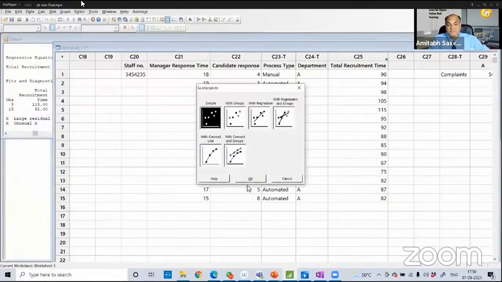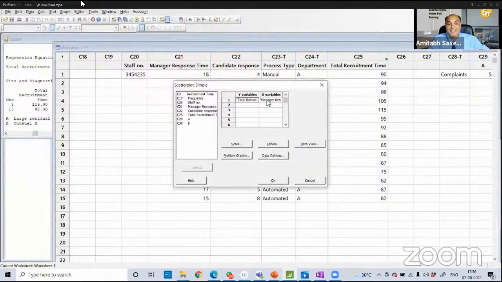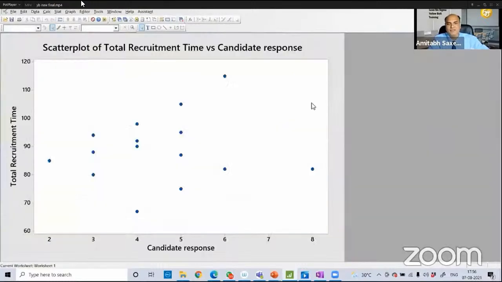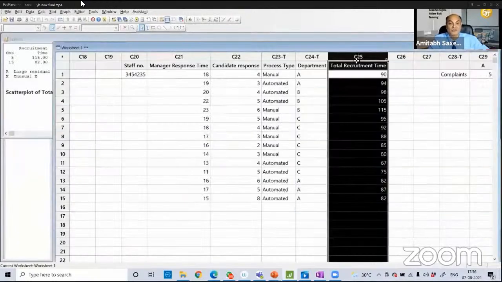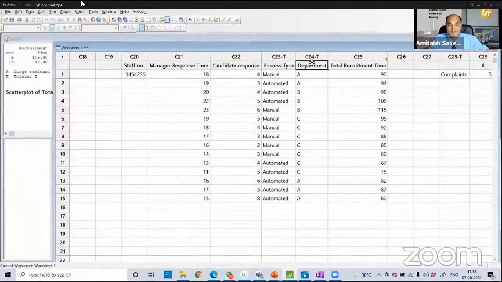Your answer would be, I don't know. Let the data prove it. Deming used to say, in God we trust, all others bring data. Candidate response time, let us see. Well, there is no relation. Don't worry about candidate response time. Don't work on it. Don't try to improve that. You'll waste your time.